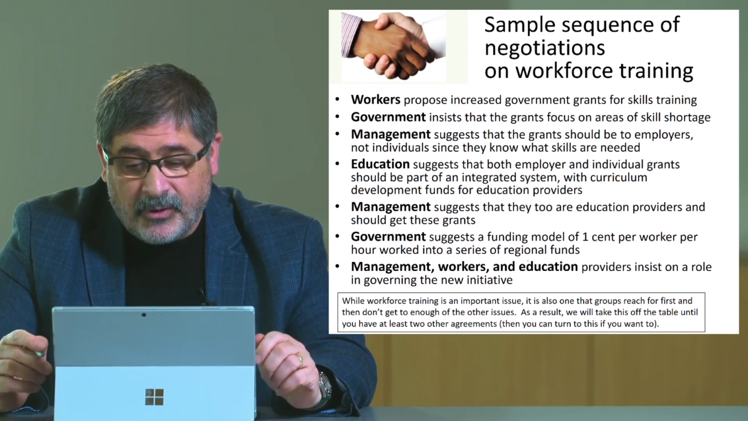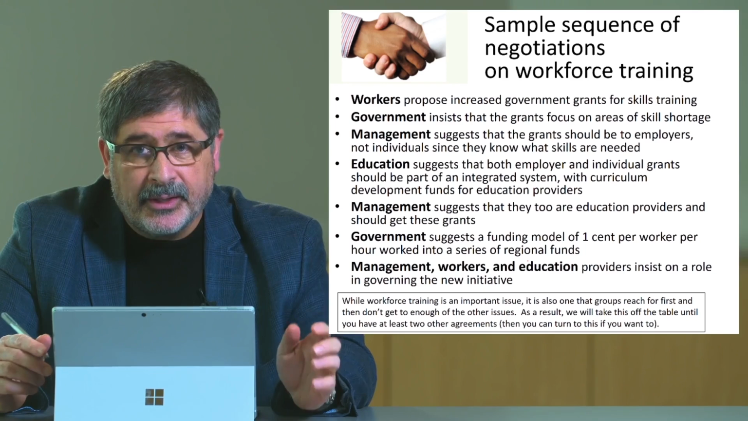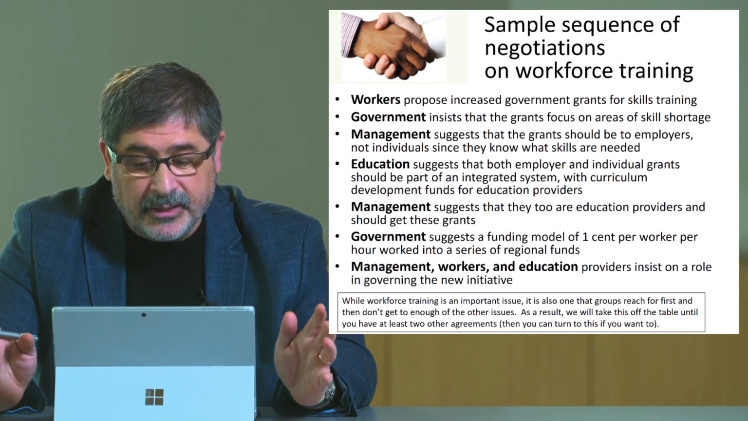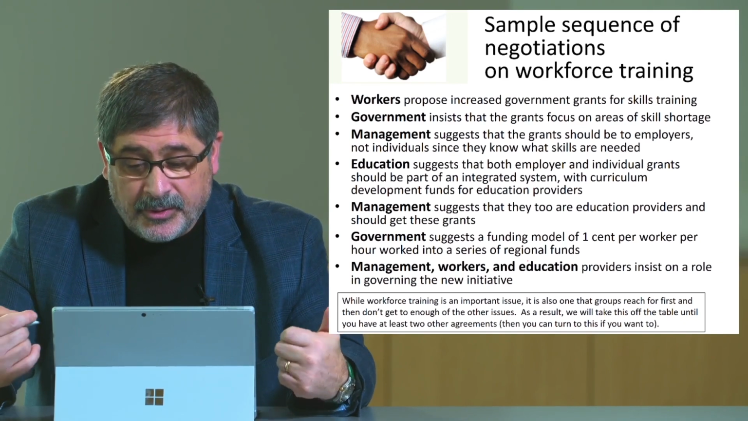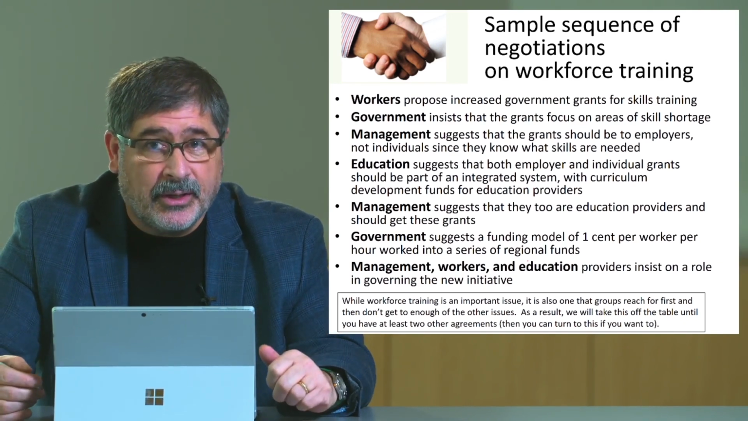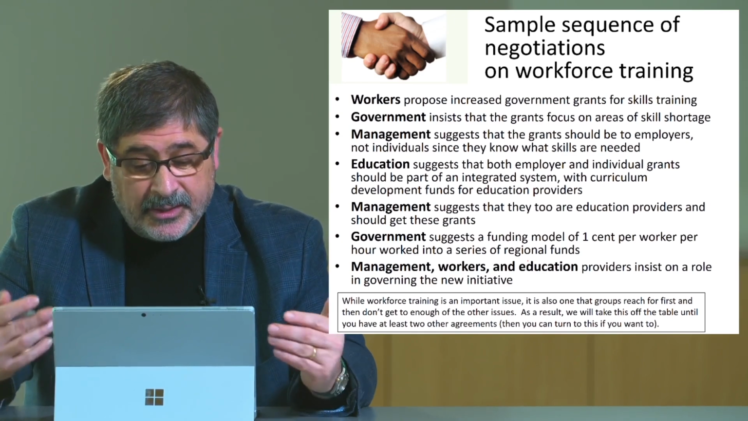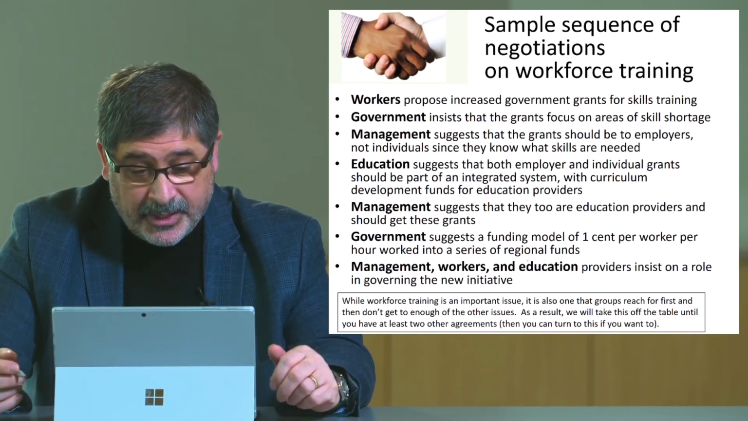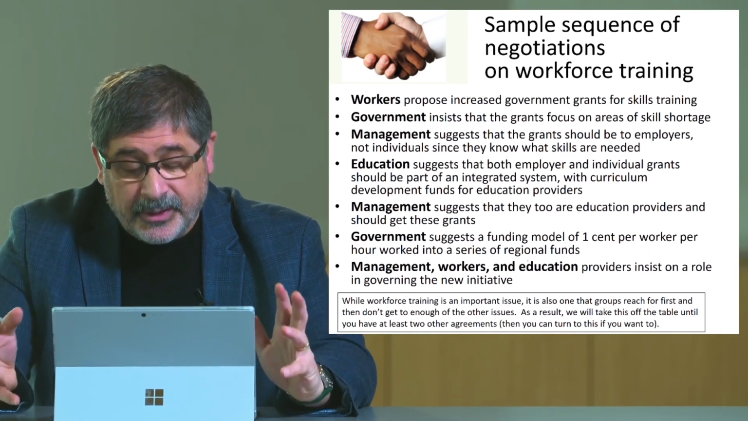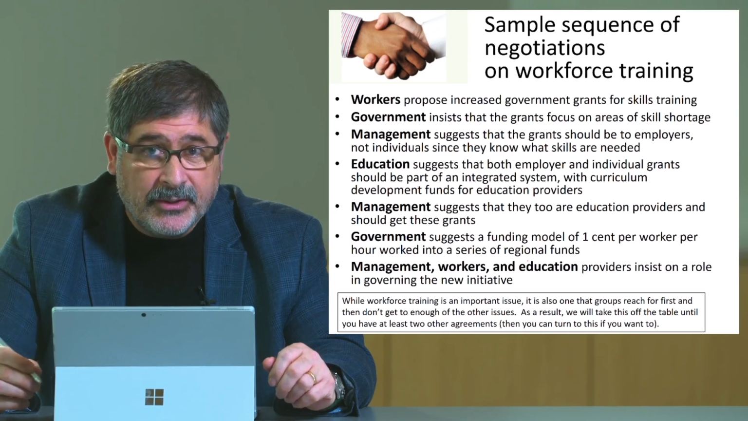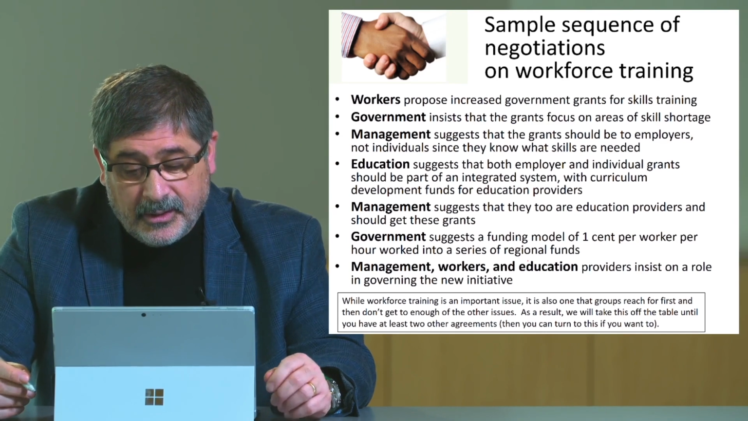The person in the government role may say we're willing to provide some funding, but only in areas that are skill shortages in society. Management might say yes, but the grant should be to the employers since they know what the skills are, not just to the individuals. The education providers say this needs to be part of an integrated education system, and so these funds for curriculum development ought to come to the education institutions so that they can provide the new training that's needed.